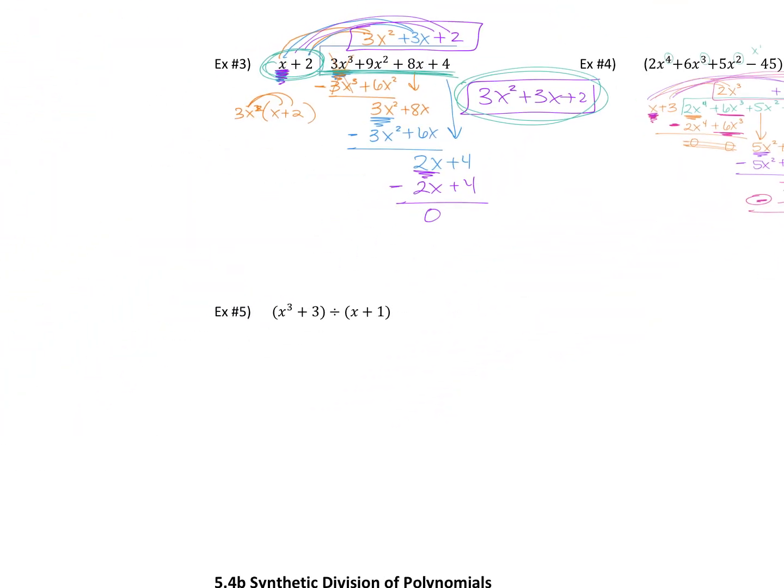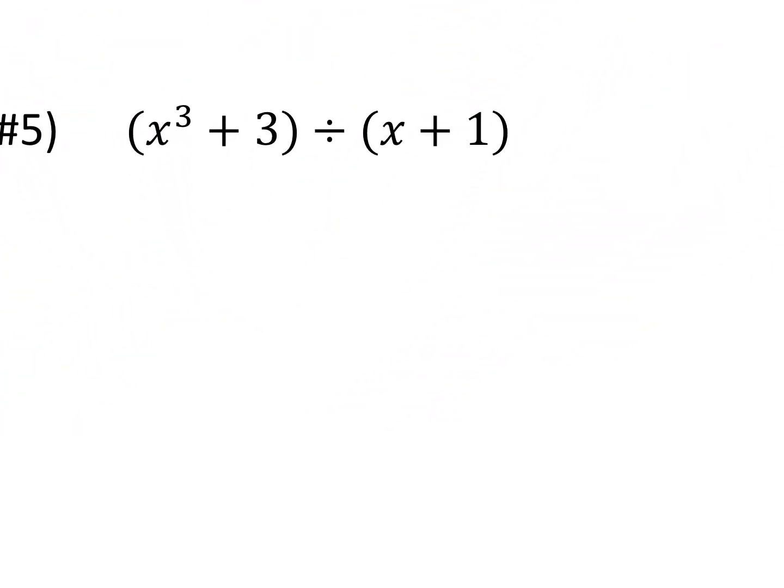Okay, last one. Now look at this one. What do you have to do? You've got to put zeros in, right? You have x to the third plus what? Hey, pay attention. X to the third plus what? 0x squared plus what? 0x plus what? 3.